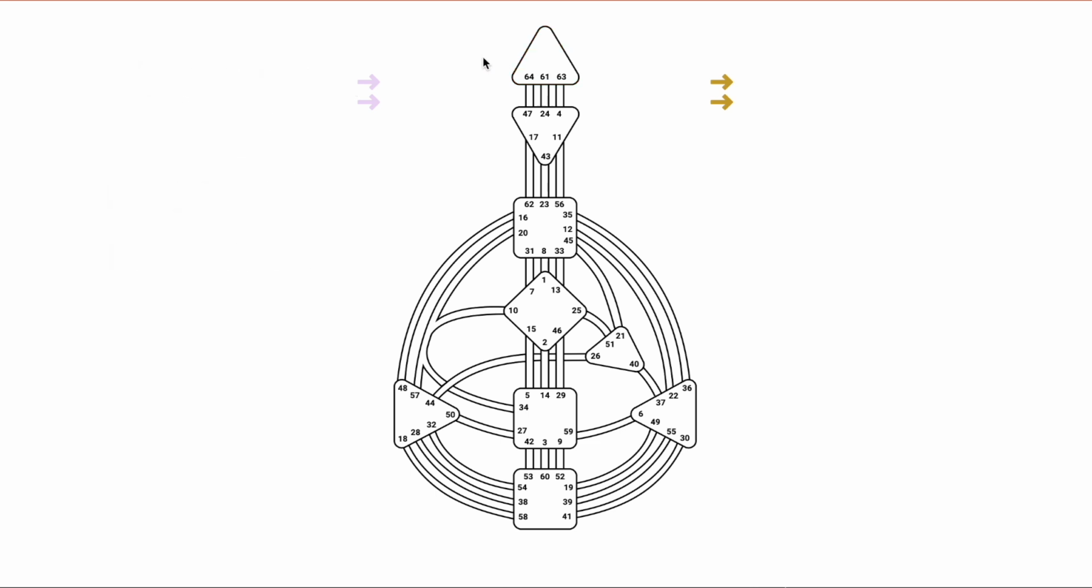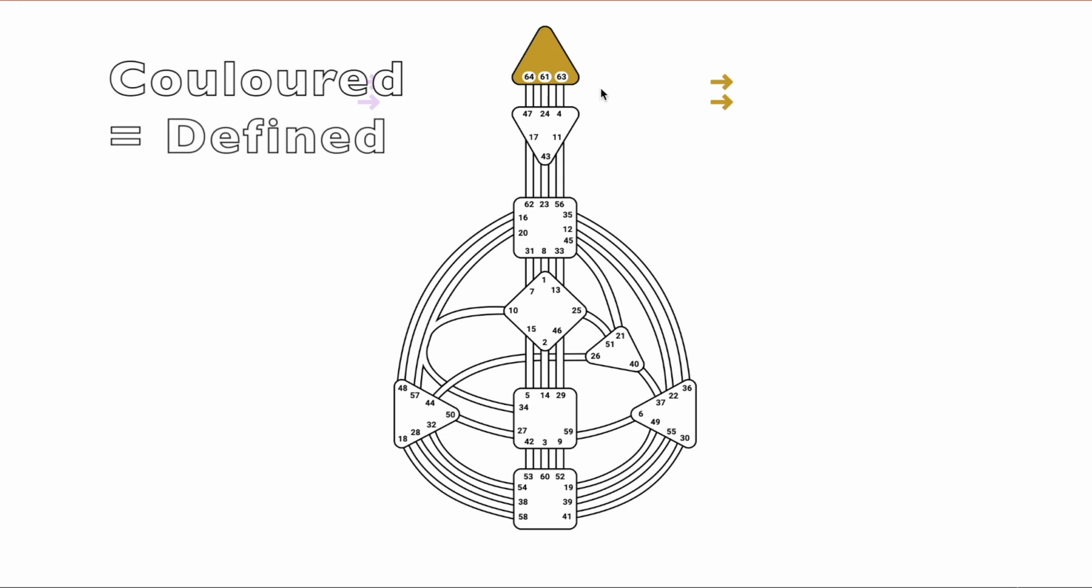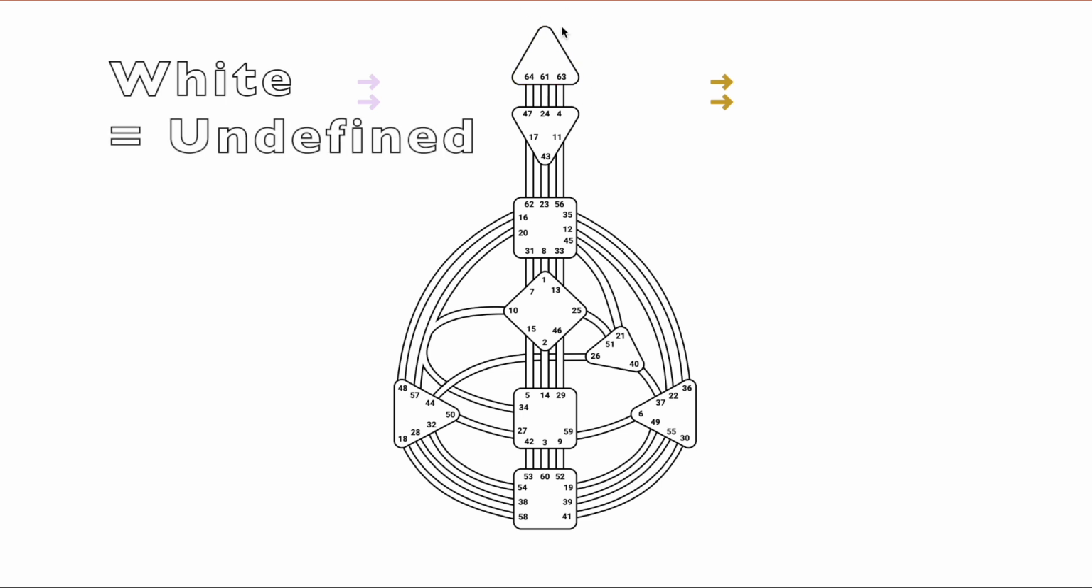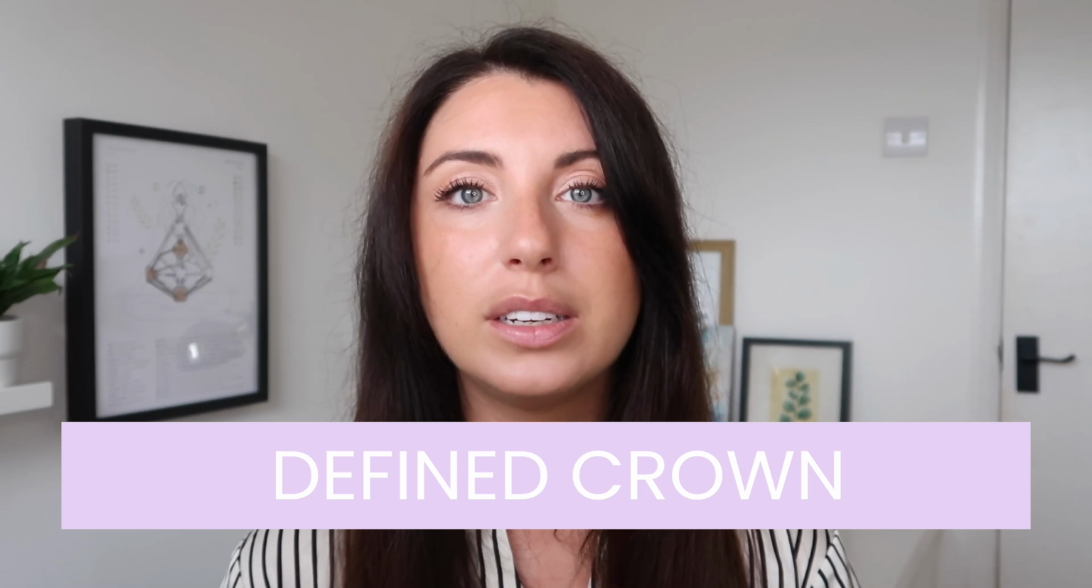So how do you know if your Crown Center is defined or undefined? It's actually super simple. What you want to look at is whether your crown, so this triangle at the very top, is colored in or white. If your crown is colored in, it means that you have a defined crown center. If your crown is white, it means you have an undefined crown center. So first let's talk about a defined crown center.